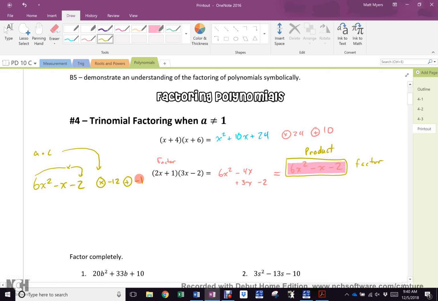Are they 1 and 12? Are they 2 and 6? Are they 3 and 4? 3 and 4. How will 3 and 4 get me to negative 1? 3 minus 4, correct? So I would write x plus 3 and x minus 4. I have spread them apart for a reason.